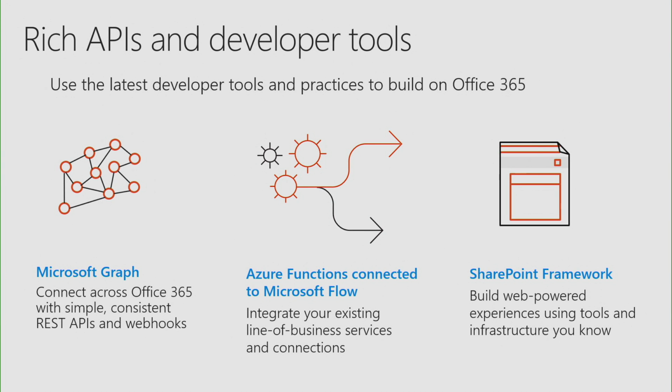Now, from an API and developer tools perspective, as I mentioned, we have a rich API exposed through Microsoft Graph. Now, as we'll talk about, Microsoft Graph connects you across Office 365 and beyond to allow you to have one simple endpoint for accessing data, not just in SharePoint, but for things like email data or calendar data or people data. And SharePoint now has a rich API exposed through SharePoint.